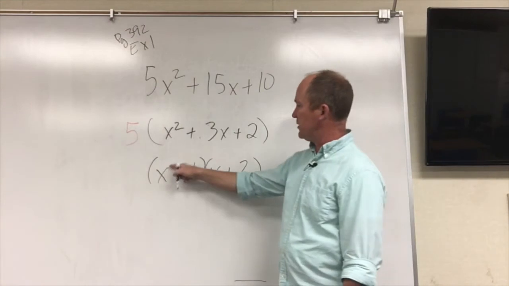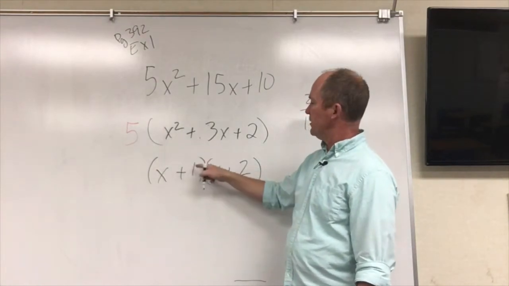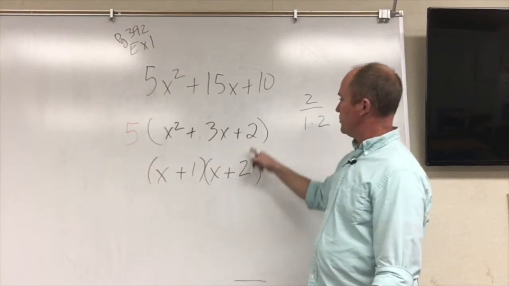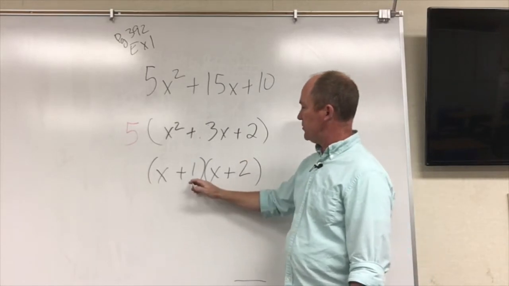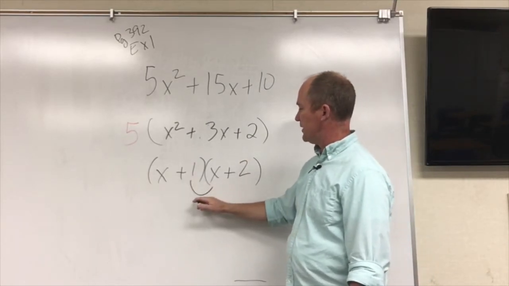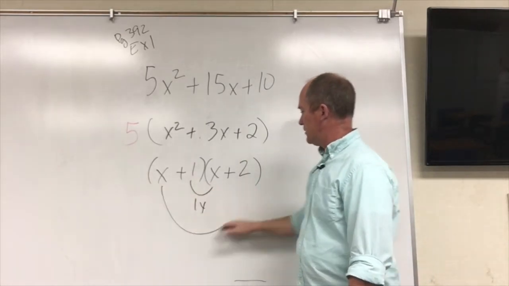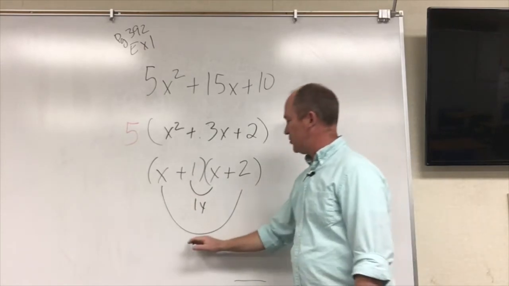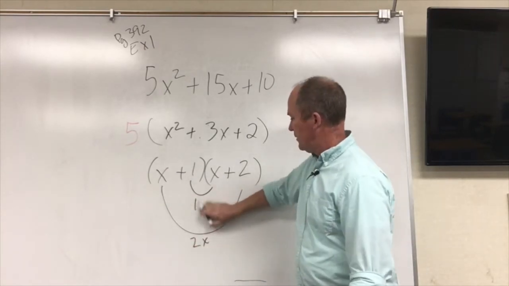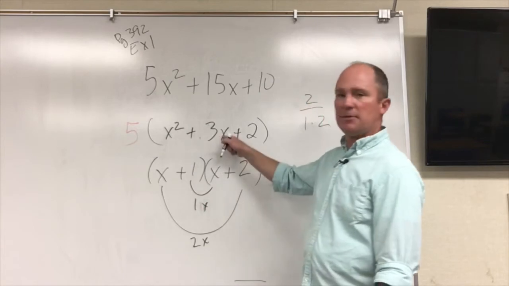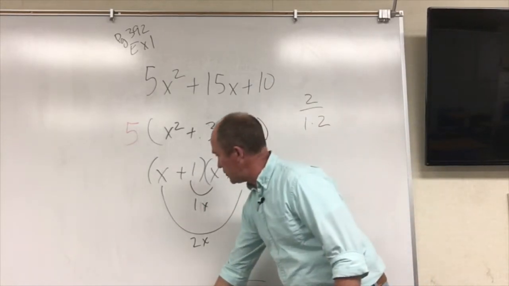And so now I can double check: x times x is x squared. My last 2 times 1 is 2. And when I multiply the middle terms, 1 times x is 1x, x times 2 is 2x. And if I add those together, it does come out to 3x. So this does work and it checks.